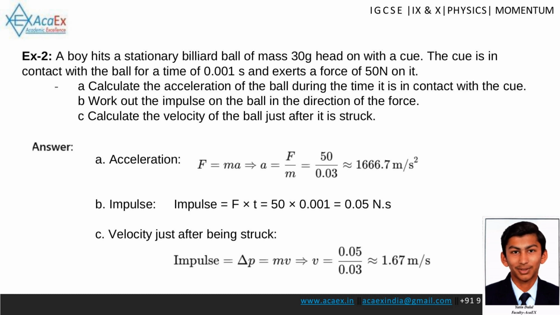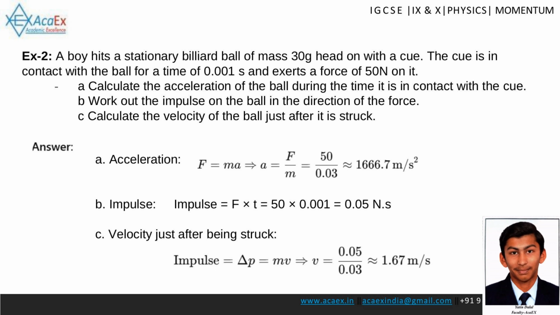Worked examples. Example 2. A boy hits a stationary billiard ball of mass 30 grams with a cue. The cue is in contact with the ball for 0.001 seconds and exerts a force of 50 newtons. A. Calculate the acceleration. First, convert the mass to kilograms. 30 grams is 0.03 kilograms. Using the formula F equals m times a, acceleration equals force divided by mass. This is 50 divided by 0.03, which is approximately 1,666.7 meters per second squared.